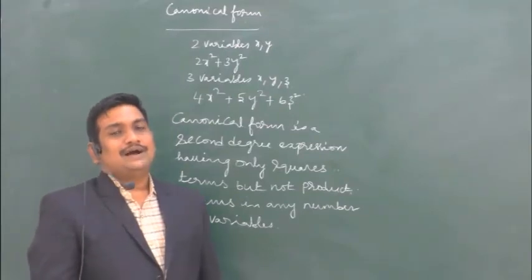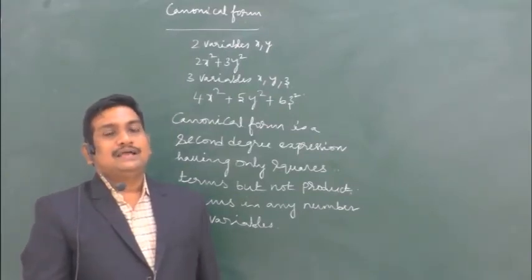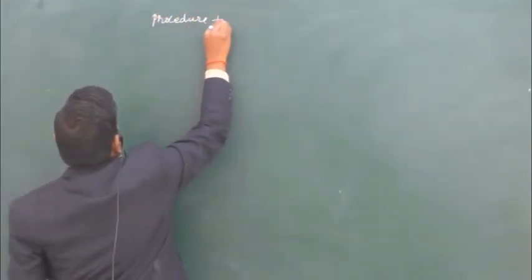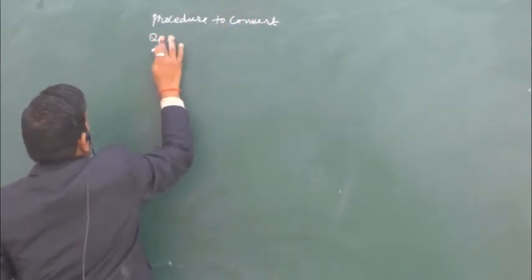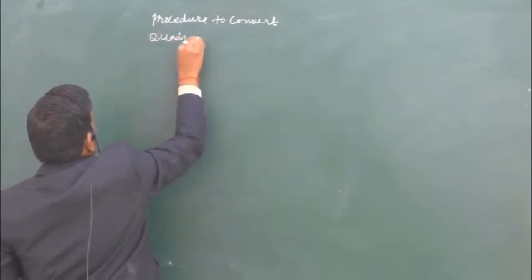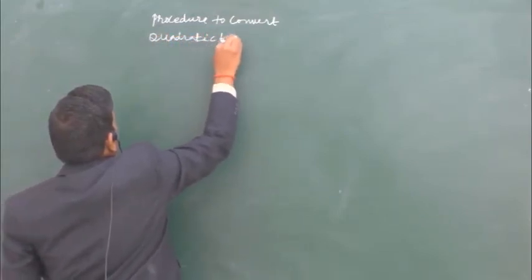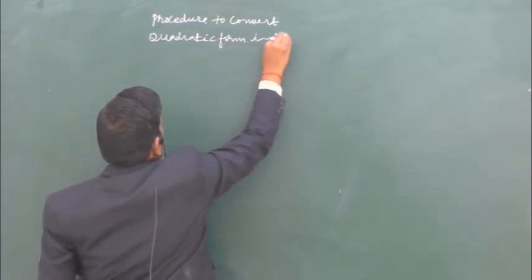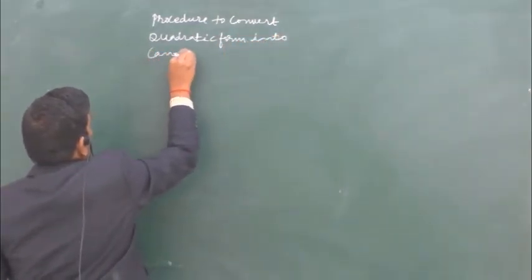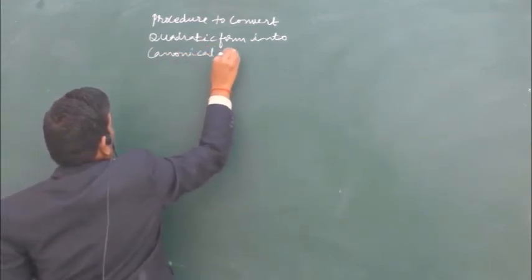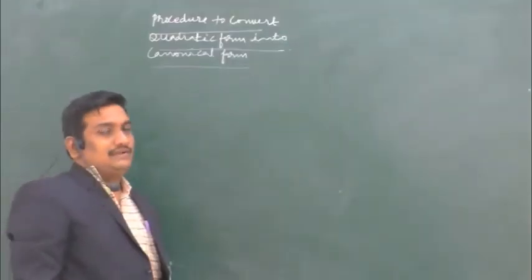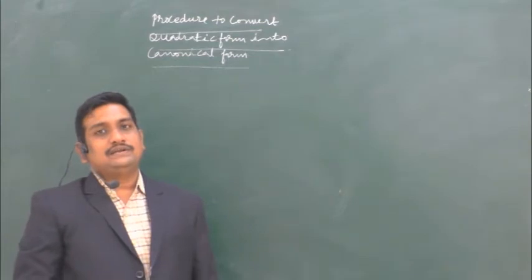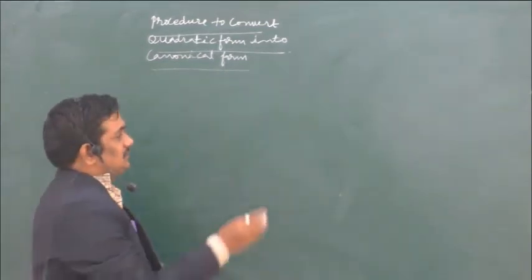Now let us see the procedure to convert a quadratic form into canonical form. A quadratic form is given and you need to convert it into canonical form. Let us see the procedure.